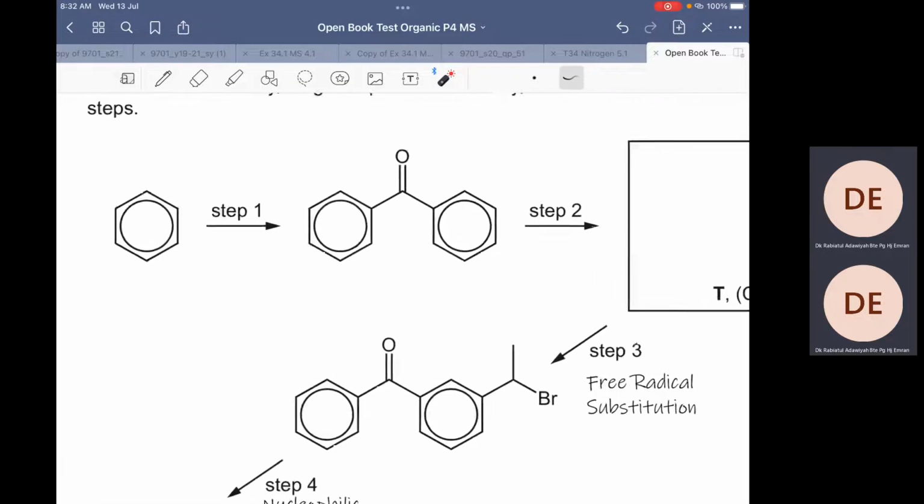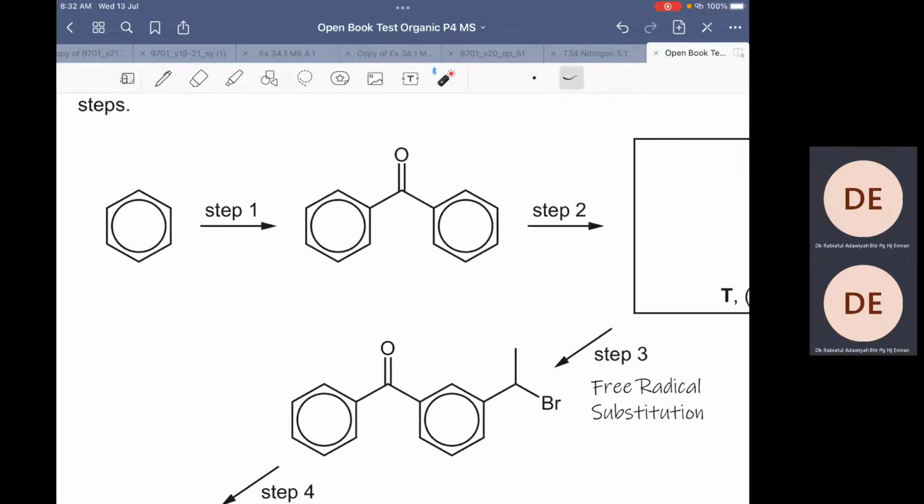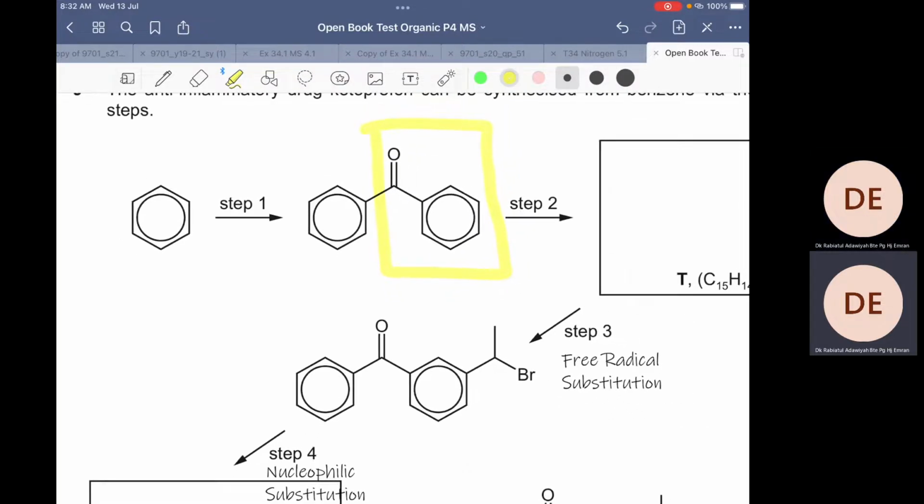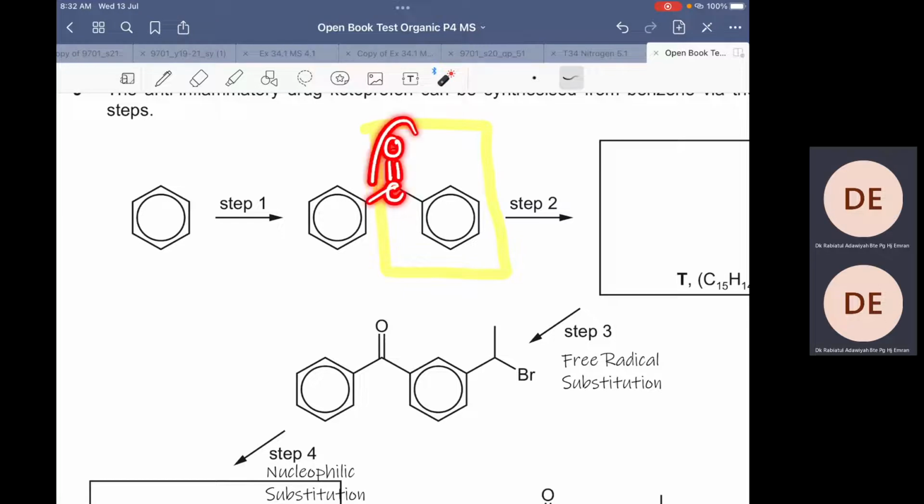Okay, in the first step, you can see that you have attached this group to the benzene ring. And I'll just talk about the general reaction first, and then we'll answer the questions later, okay? So when you attach that group, if you see the C double bond O is directly attached to the benzene ring, that is an acyl group. Okay, so this is an acylation.